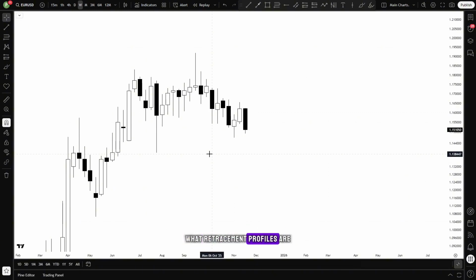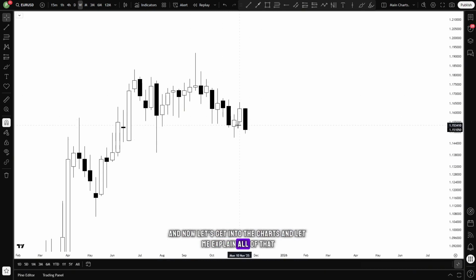Okay, what retracement profiles are, how you can identify them, meaning how you can build the competency to know when a retracement profile is about to begin, and exactly how that is going to help you with your analysis and what the actual significance of it is. Okay, I'll be explaining all of that to you. So that is going to be the content of this video. And now let's get into the charts and let me explain all of that.